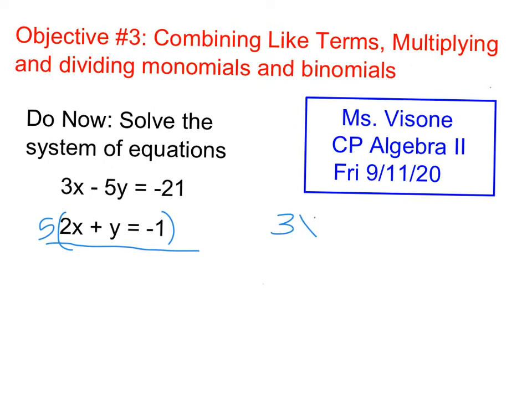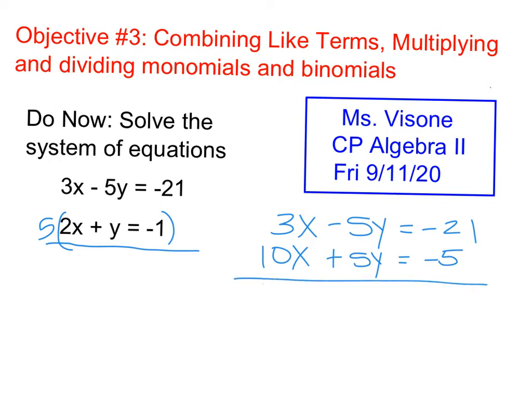If I do that, I'm going to rewrite the top one. So we're going to distribute. So 10x plus 5y equals negative 5. Now if I combine the two equations together, notice what happens. 3x and 10x is 13x. Negative 5 and 5, those cancel out. So we just eliminated the y's, equals negative 26. Now I just divide to solve for x.